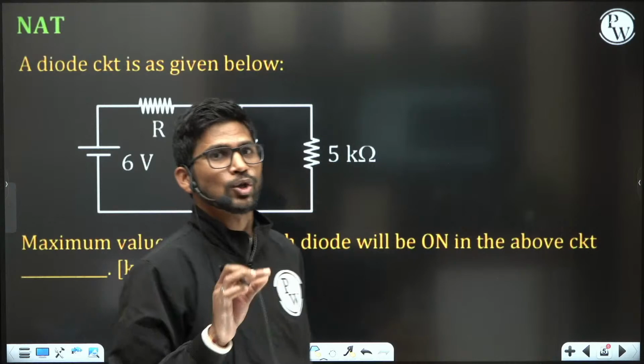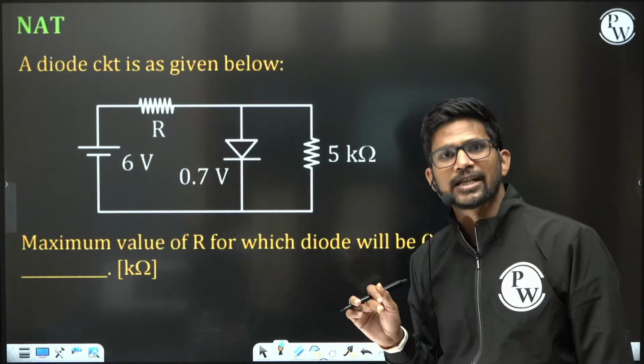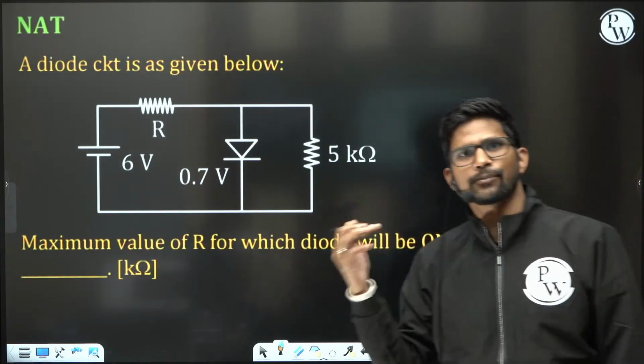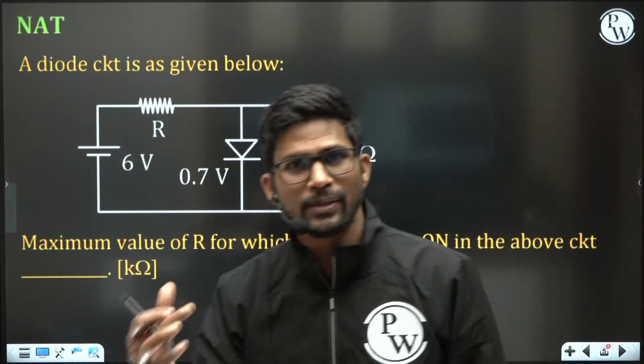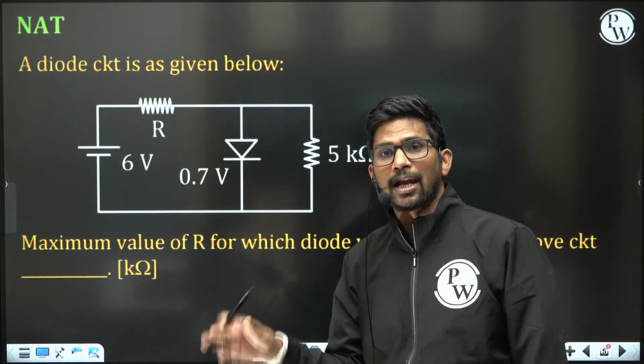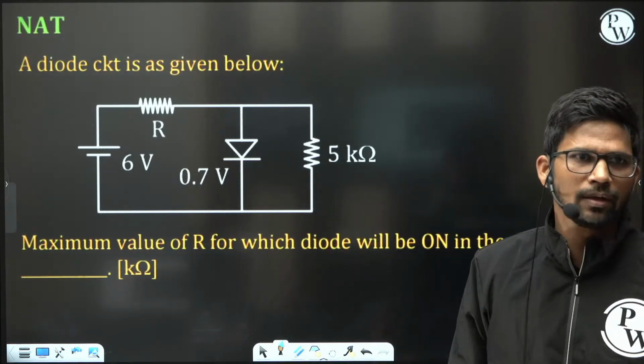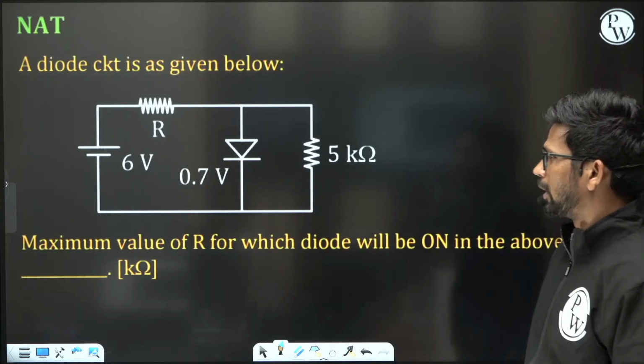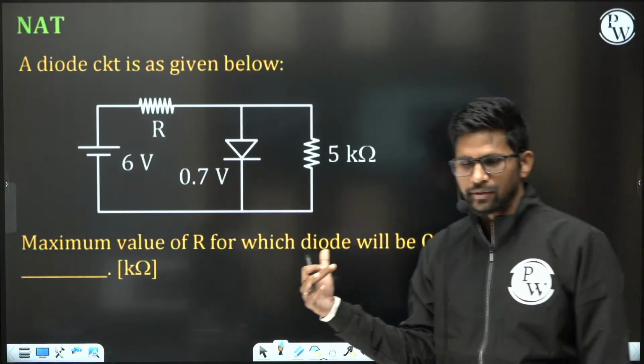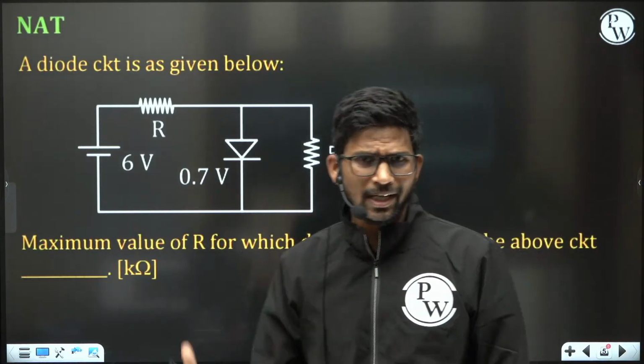You got the point? Only if BJT is in on condition, then you verify the condition for VC. If VC comes out to be greater than 0.2 volt, then definitely your BJT is in active region, this on BJT. And if VC comes out to be less than 0.2 volt, definitely it will be in saturation region. Okay, so hope you got the point. Try to solve this question. Everybody, please try to solve this question.